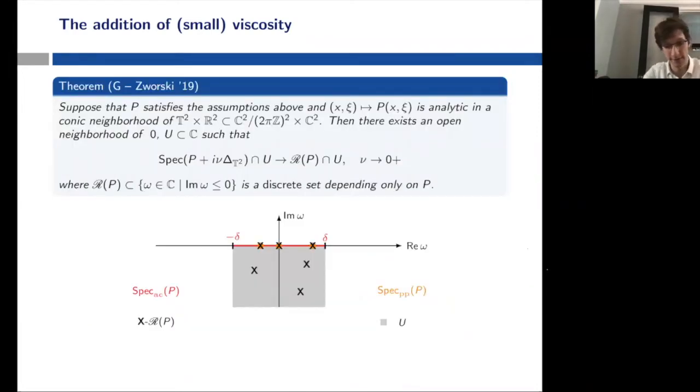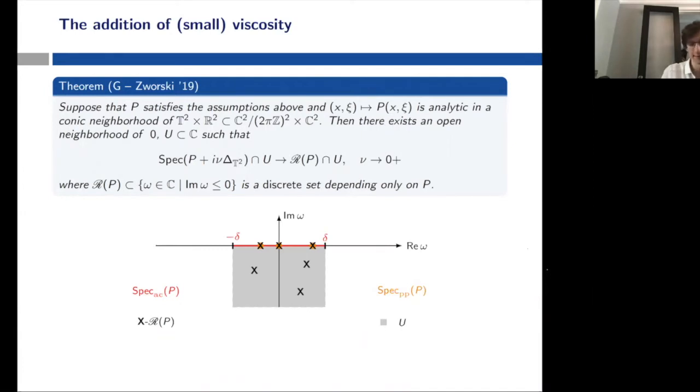Okay, but let me now tell you what this theorem says, right? Again, under all the assumptions I've made about P, so this hyperbolic structure at 0th order, et cetera, et cetera, what it says is that you had your continuous spectrum in minus delta to delta, possibly with some eigenvalues. And what this says is there's a small neighborhood now of 0 in which you have some nice set of values. So these x's I've drawn here are where the spectrum of P plus i nu Laplacian accumulates as nu goes to 0.